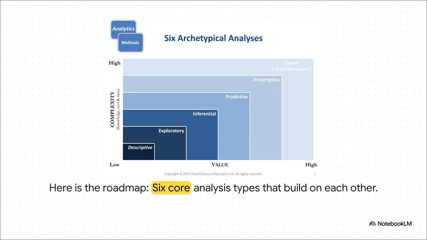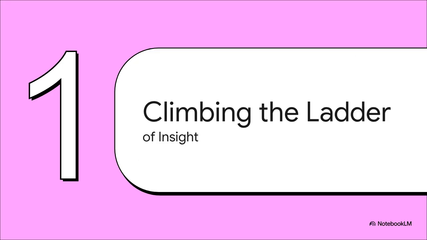And this is our treasure map for the journey. It lays out 6 different types of analysis. See how they're laid out? We start down in the bottom left with things that are pretty simple but maybe don't give us a ton of value. And we're going to work our way all the way up to the top right, to the stuff that's more complex but gives us incredible value. Each step builds on the last, getting us closer to that gold standard. So, you ready? Let's start climbing this ladder.